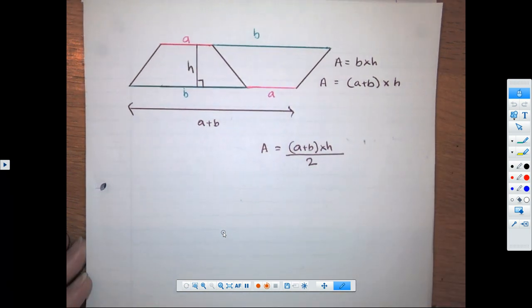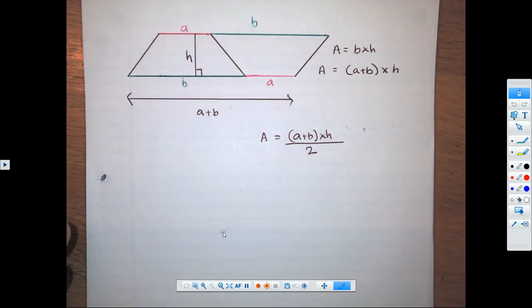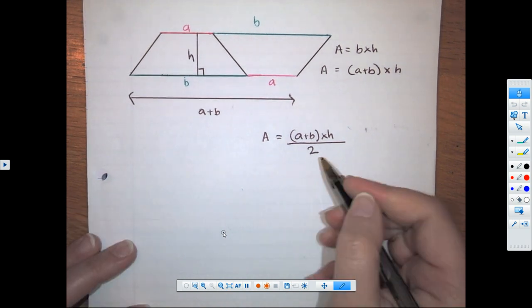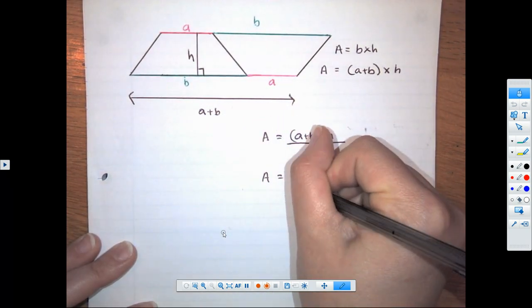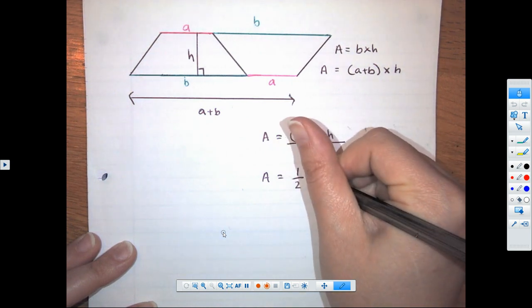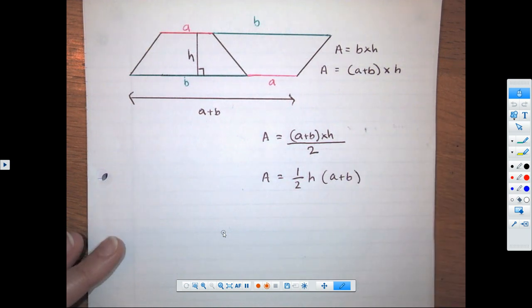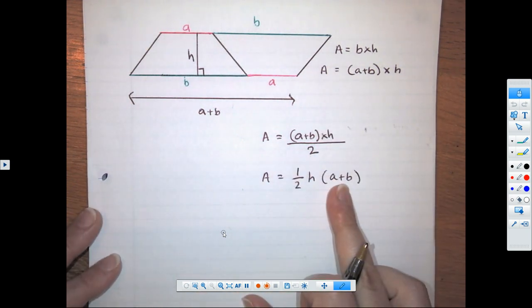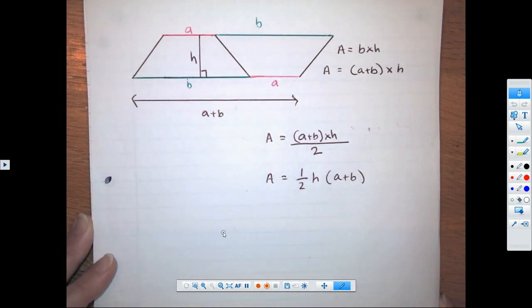Okay, how you write that is completely up to you. Some people like to cut the height in half first and then multiply by the value of a plus b. Some people like to write it out like this. Others prefer just to put the half in front. Okay, half of h and then times a plus b. It's completely up to you, as long as you make sure that after you found a plus b, you multiply by the height and divide by 2, then it will always work.